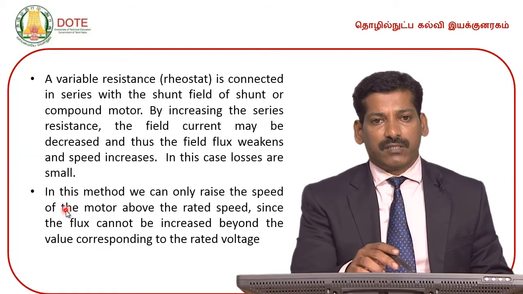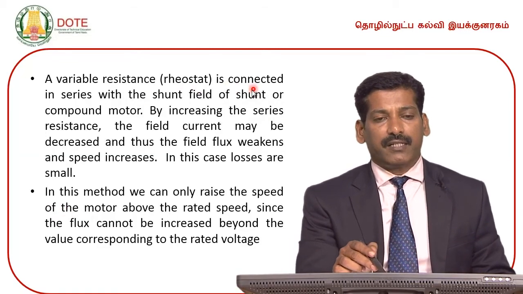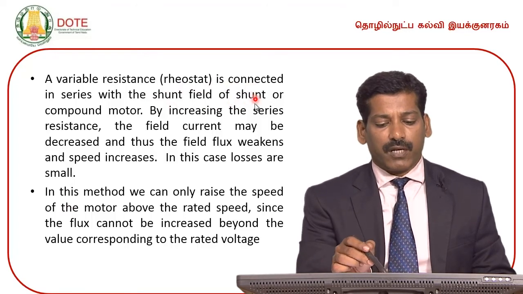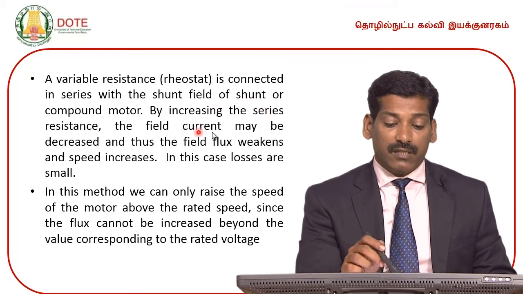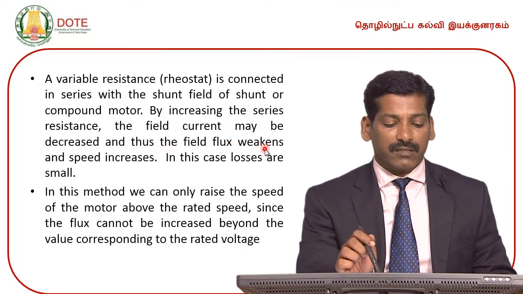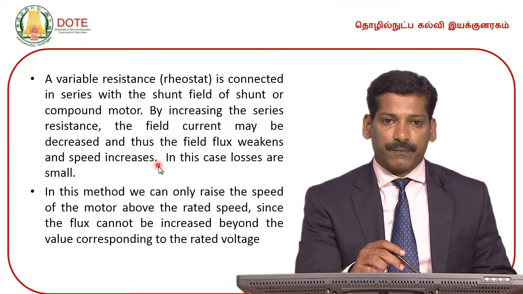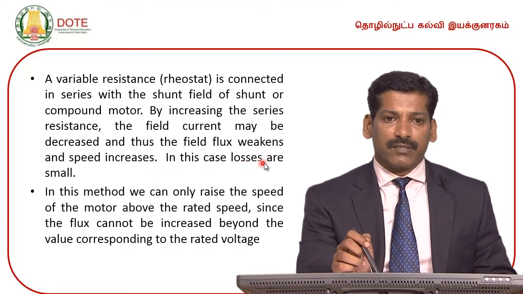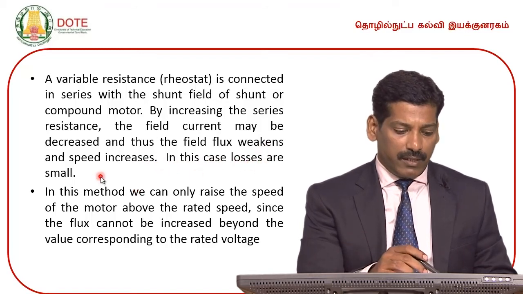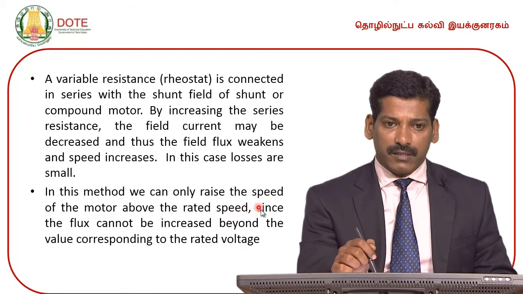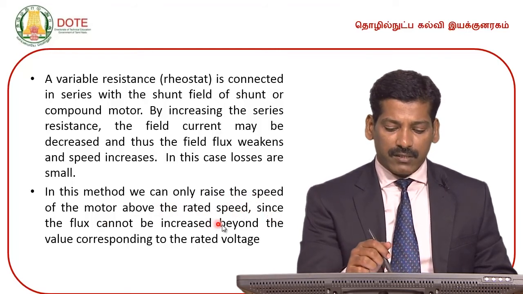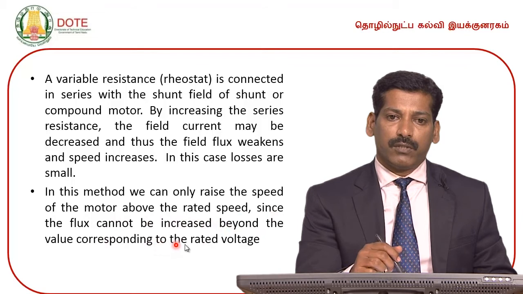A variable resistance, a rheostat, is connected in series with the shunt field of a shunt or compound motor. By increasing the series resistance, the field current is decreased, and thus the field flux weakens and the speed increases. In this case, losses are very small. In this method, we can only raise the speed of the motor above the rated speed, since the flux cannot be increased beyond the value corresponding to the rated voltage.